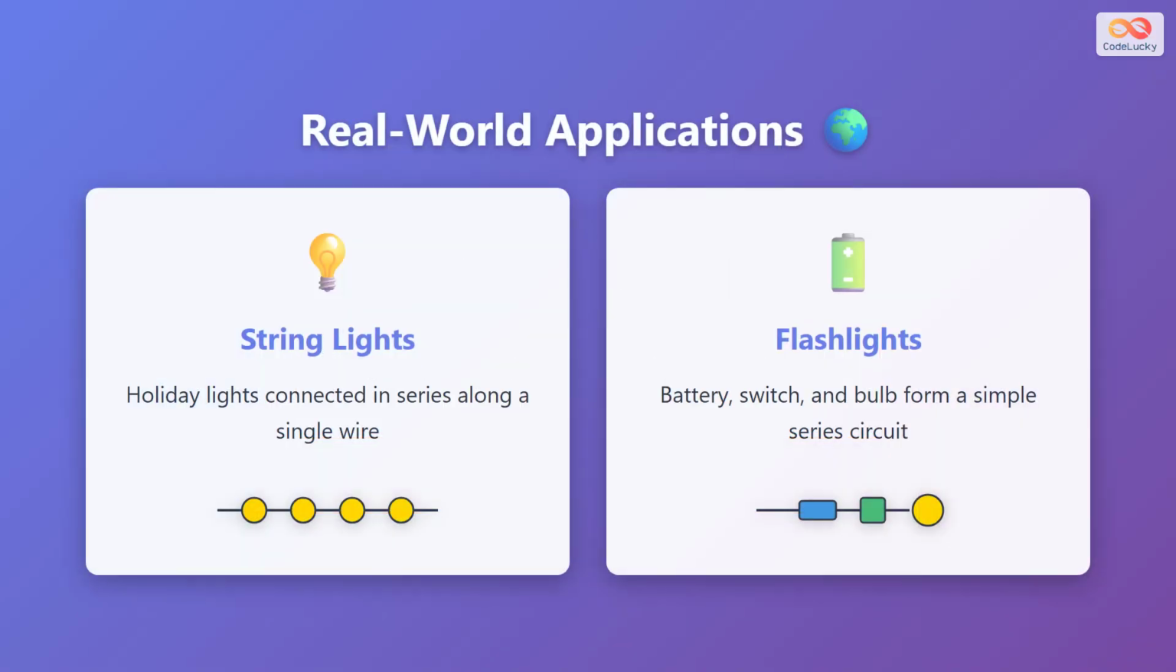Series circuits are found in many everyday devices. String lights, like holiday decorations, are a common example. All the bulbs are connected in series along a single wire. This is why when one bulb burns out, the entire string often stops working. Another example is a simple flashlight. The battery, switch, and bulb form a series circuit. When you close the switch, current flows from the battery through the switch to the bulb and back, completing the circuit and lighting the bulb.